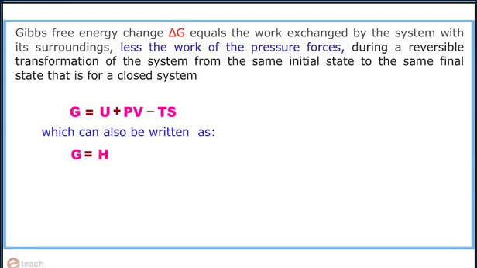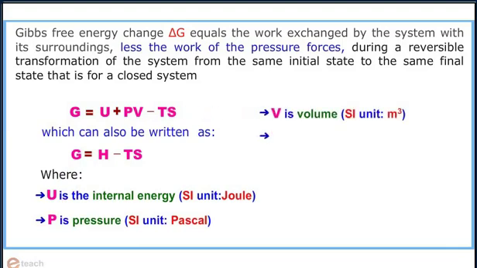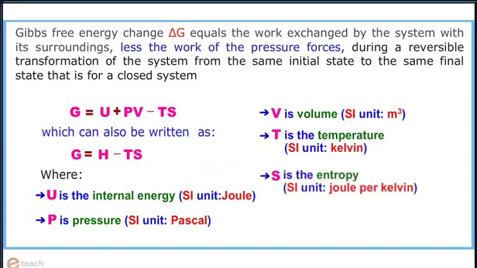That is, G equals U plus PV minus TS, which can also be written as G equals H minus TS, where U is the internal energy in Joule, P is pressure in Pascal, V is volume in meter cube, T is temperature in Kelvin, S is entropy in Joule per Kelvin, and H is the enthalpy in Joule.